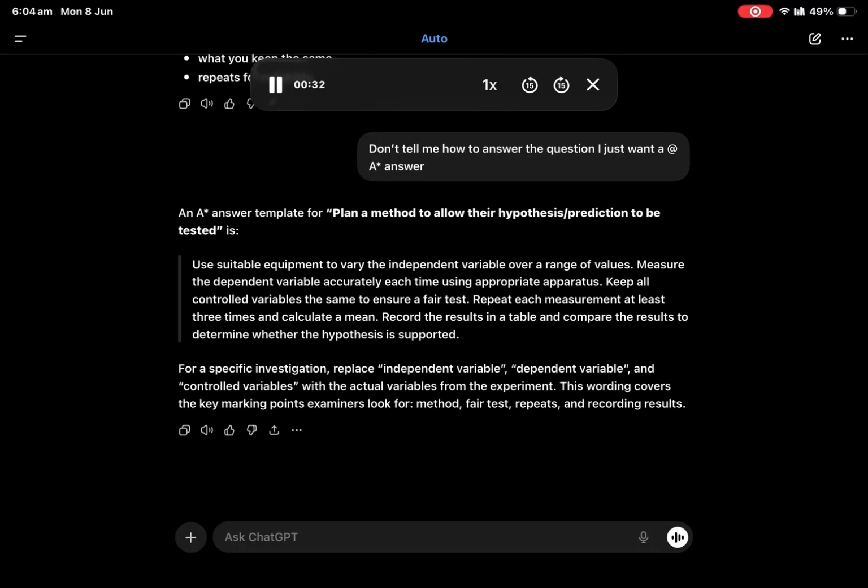For a specific investigation, replace independent variable, dependent variable, and controlled variables with the actual variables from the experiment. This wording covers the key marking points examiners look for: method, fair test, repeats, and recording results.